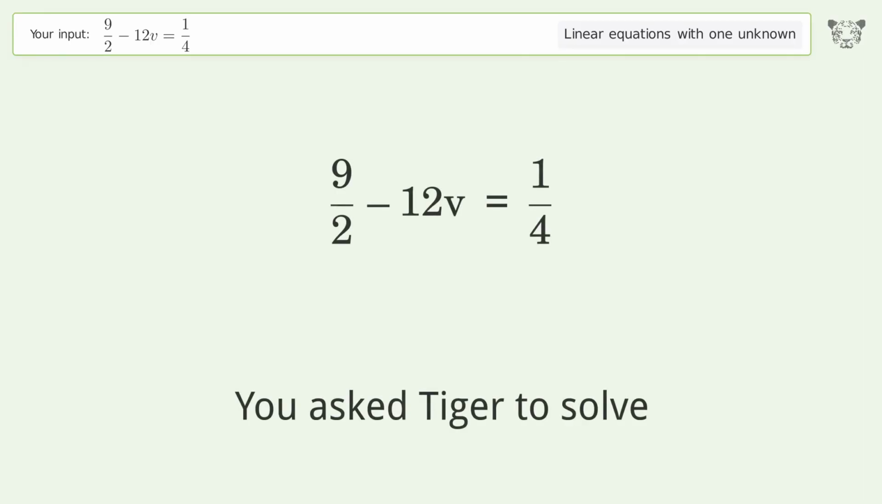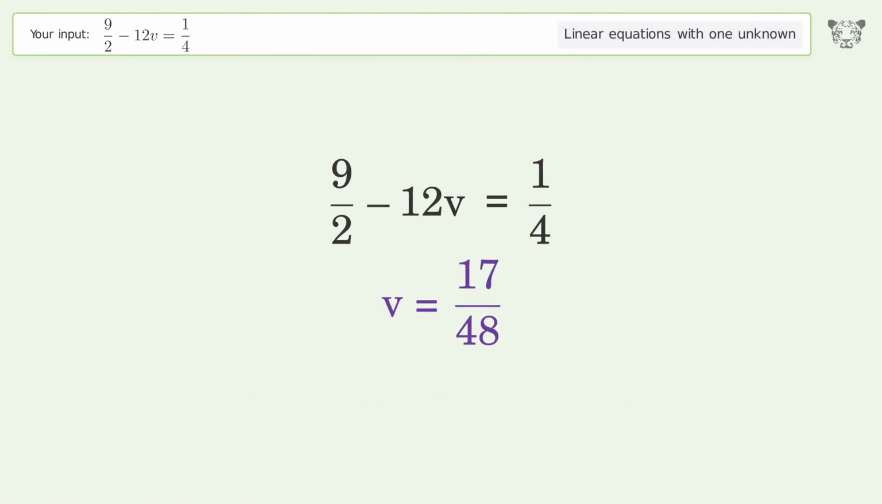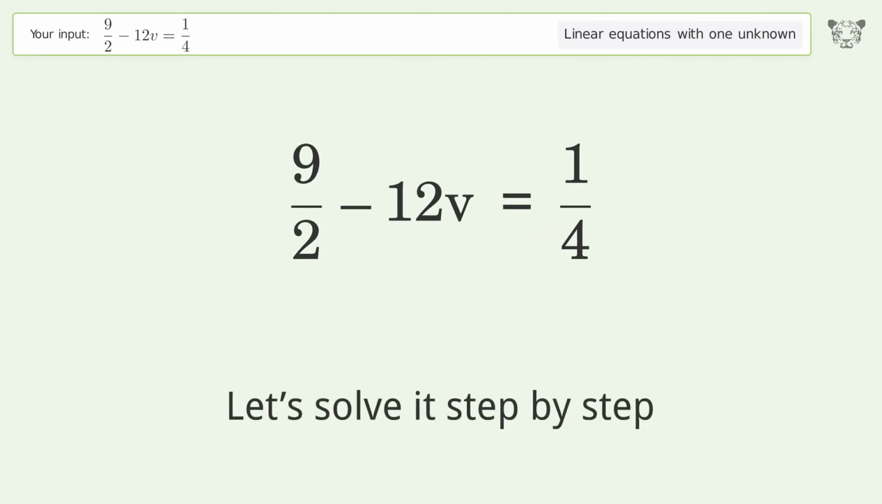You ask Tiger to solve. This deals with linear equations with one unknown. The final result is v equals 17/48. Let's solve it step by step.